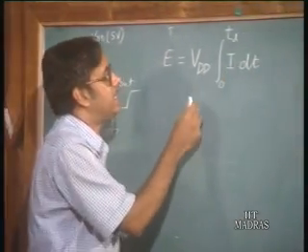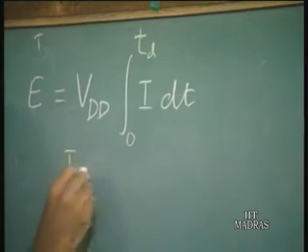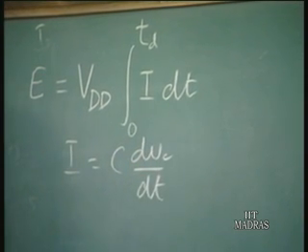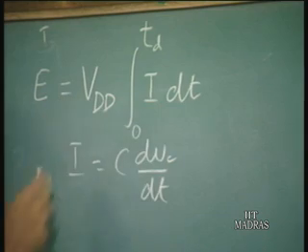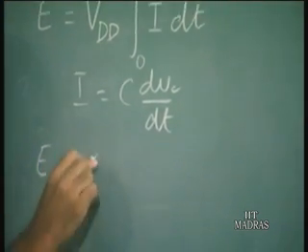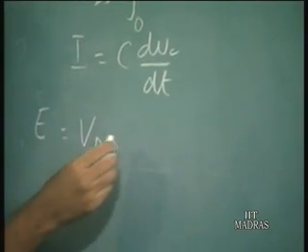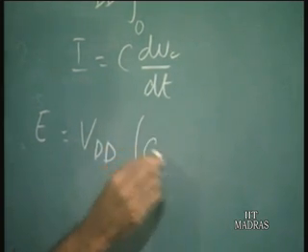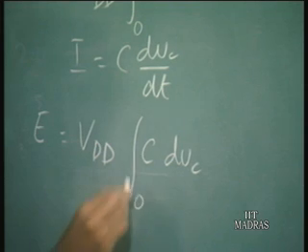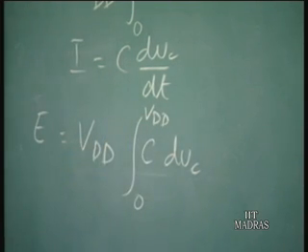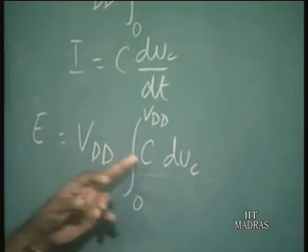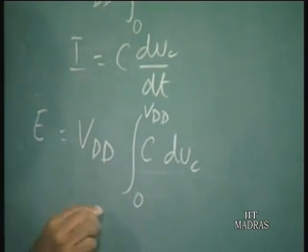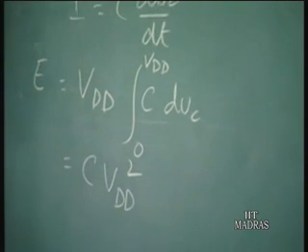Now I is nothing but C dV/dt, the current flowing into the capacitance, where V is the capacitor voltage. So if we substitute here, E is equal to VDD times the integral of C dVc from 0 to VDD, since the capacitance gets charged up to VDD. Now C is a constant. So what we get is equal to C VDD squared.